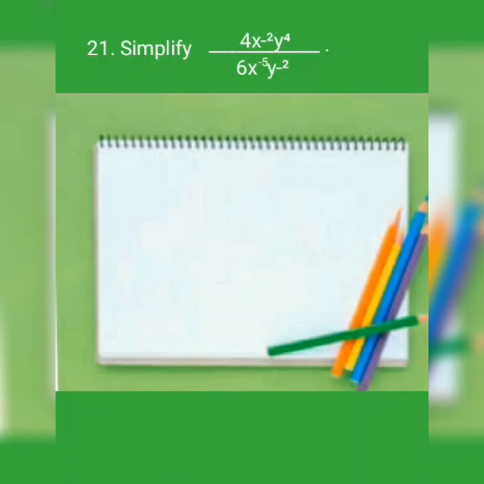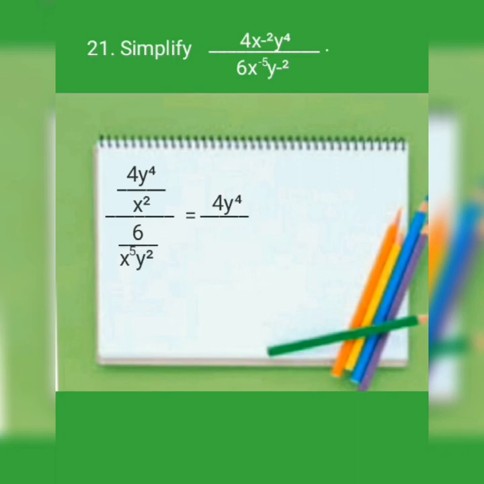Simplify 4x raised to negative 2, y raised to the 4th power all over 6x raised to negative 5, y raised to negative 2. 4x raised to negative 2y raised to the 4th power can be expressed as 4y to the 4th power all over x squared. While 6x raised to negative 5y raised to negative 2 can be written as 6 over x to the 5th power y squared.